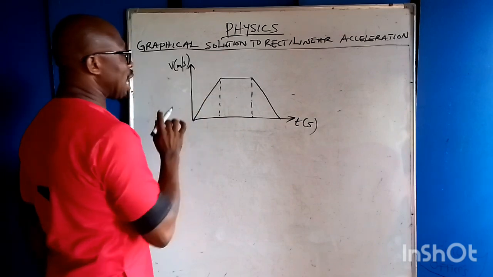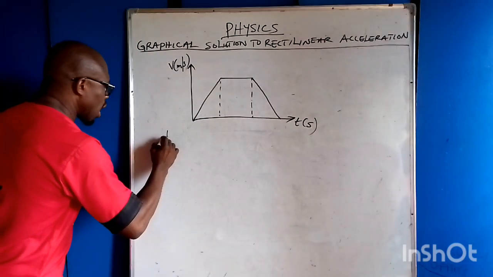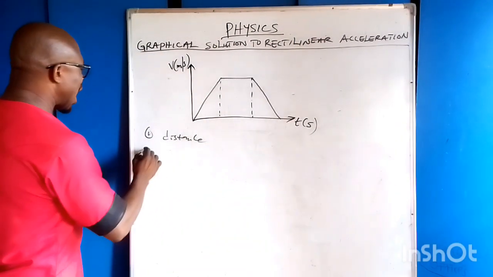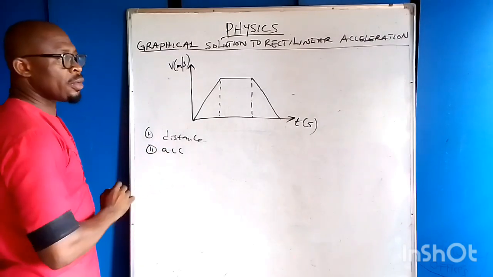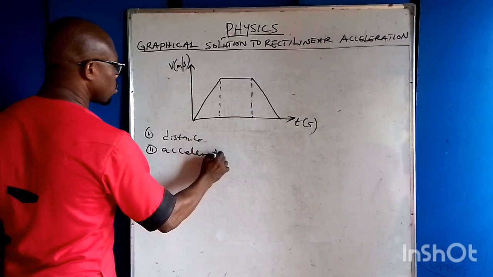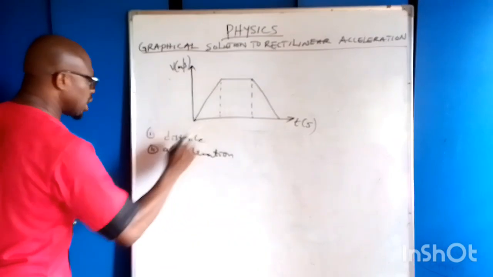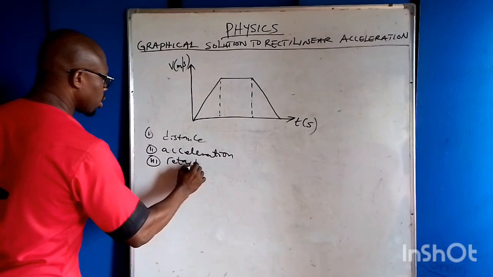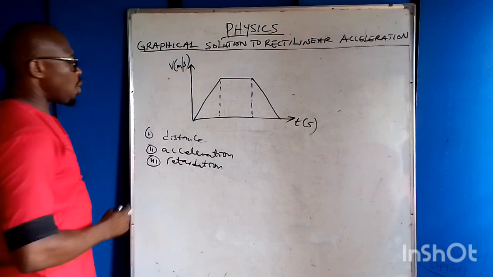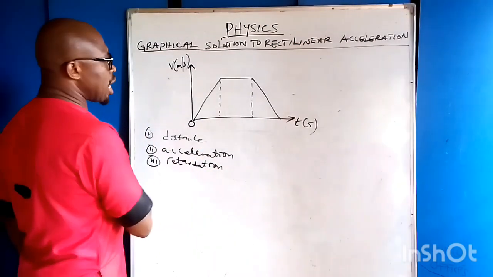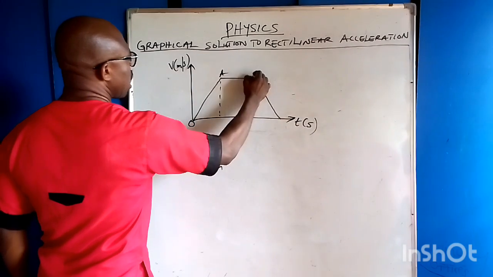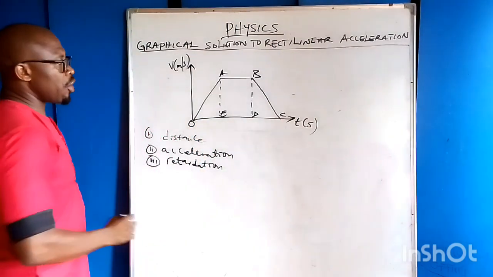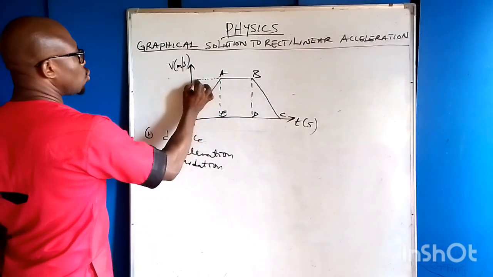Now, with this we can calculate distance. We can calculate distance covered. That is the first thing we can calculate here. We can as well calculate acceleration. And the third thing we can calculate here is deceleration or the retardation. And of course, from here, assuming here is 0, let's say A, B, C, we have D here, and we have E here. Remember, we can still trace this.